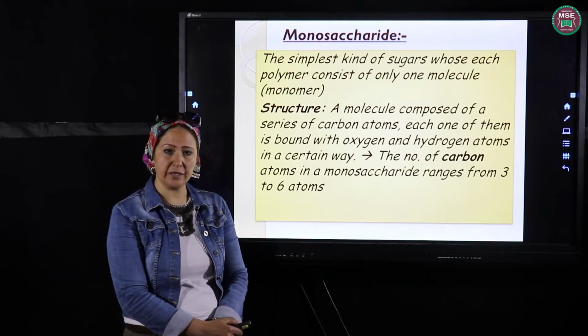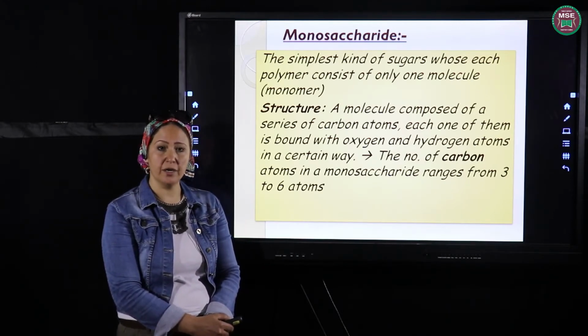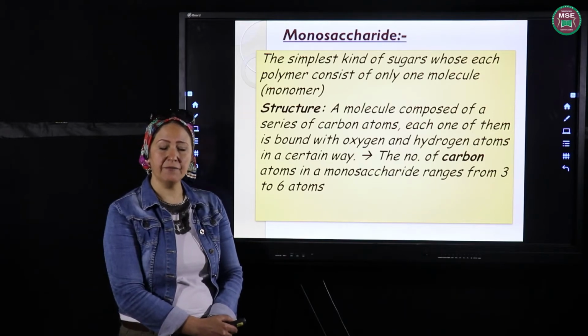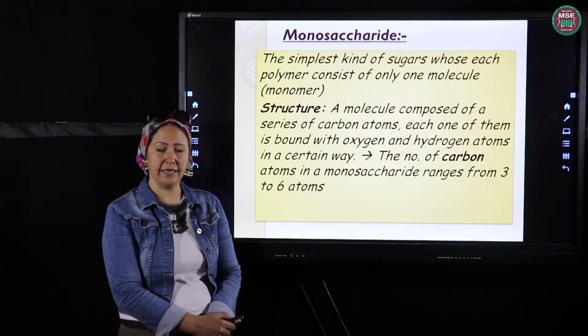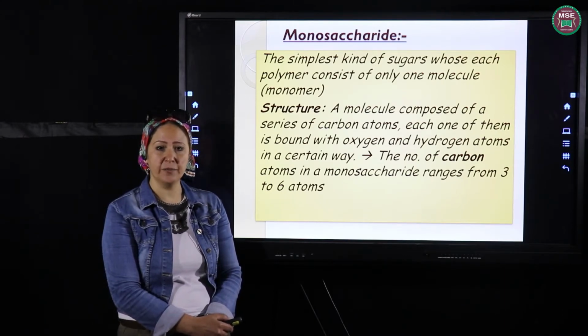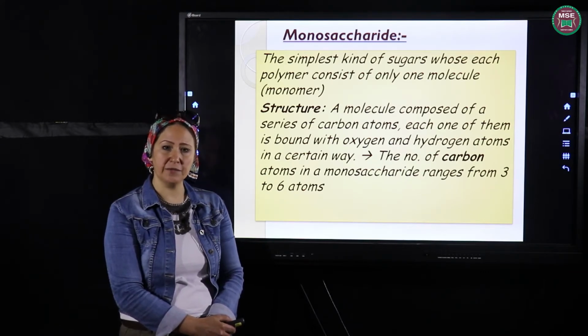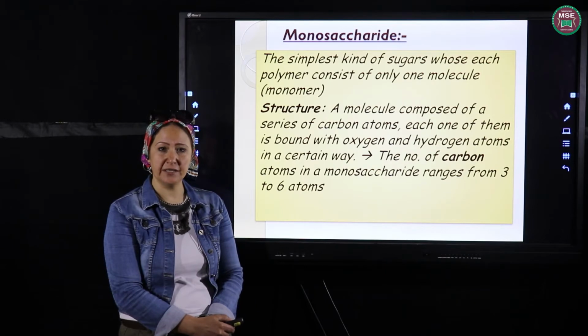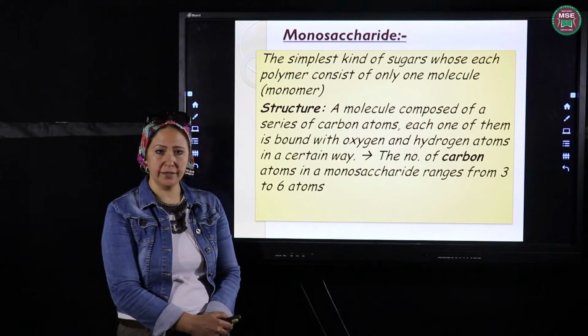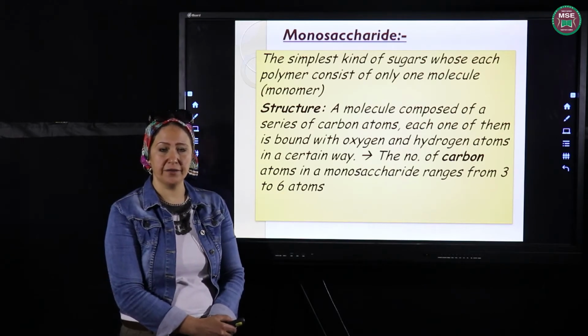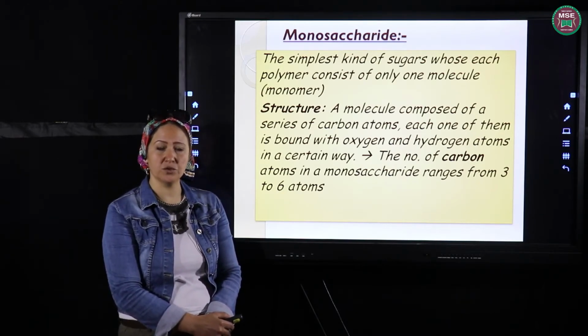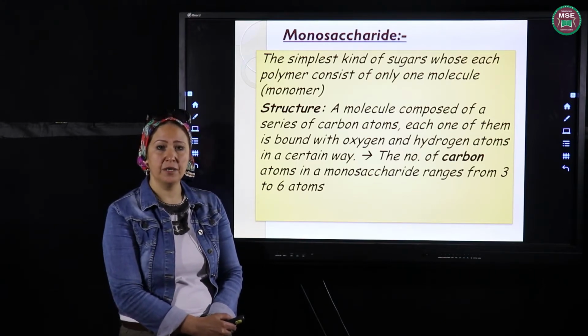Another example of monosaccharides is ribose, which is one of the carbohydrates. The chemical formula of ribose is C5H10O5. It means it contains carbon, hydrogen, and oxygen with ratio 1 to 2 to 1, and the number of carbon atoms here equals 5. So it's one of the monosaccharides. So how can I know the monosaccharides? They contain carbon, hydrogen, and oxygen with ratio 1 to 2 to 1, and also the number of carbon atoms ranges from 3 to 6.